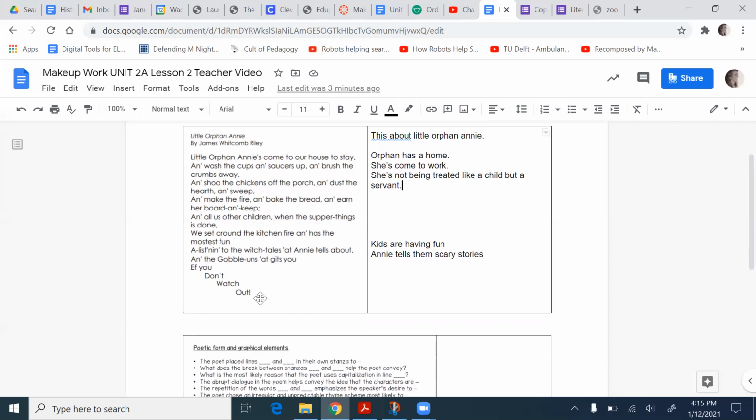And in my mind, they're doing this to increase the suspense of those words. That's how a kid hears them. If you don't watch out, it slows you down. It's building on each other. It's creating the suspense and the fear that the kids felt when they heard the stories. That's how we're reading for graphic elements in poetic form.